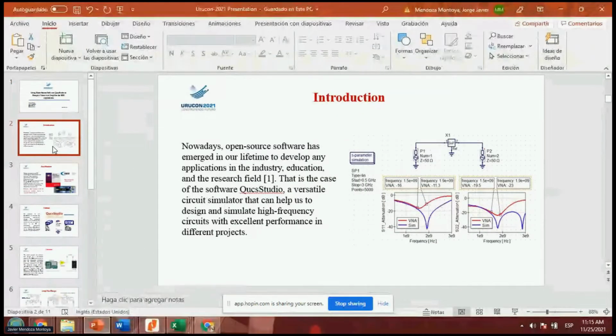Introduction. Nowadays, open source software has emerged in our lifetime to develop any applications in the industry, education, and the research field. That is the case of the software QucsStudio, a versatile circuit simulator that can help us to design and simulate high-frequency circuits with excellent performance in different projects.